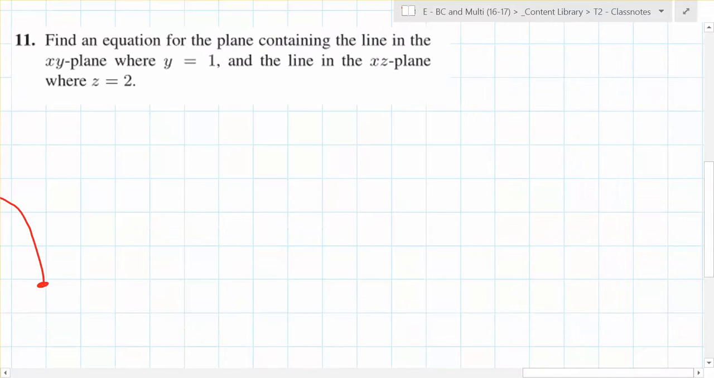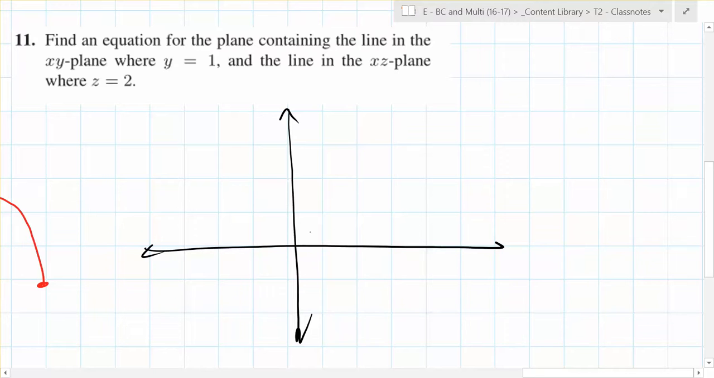Find an equation for the plane containing the line in the xy plane where y equals 1 and the line in the xz plane where z equals 2. So a great thing to do first, maybe try to draw a sketch of what's going on. Let's try to draw a sketch. The thing is, three-dimensional sketches, easy or hard? They can be hard. I mean, everything is relative, but generally speaking, be real careful.